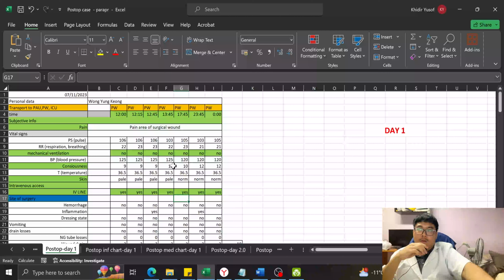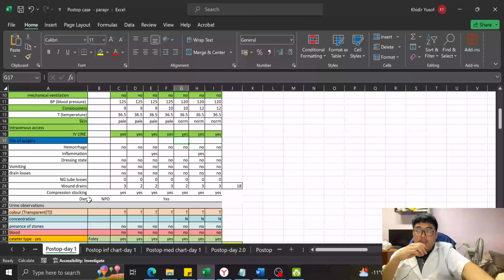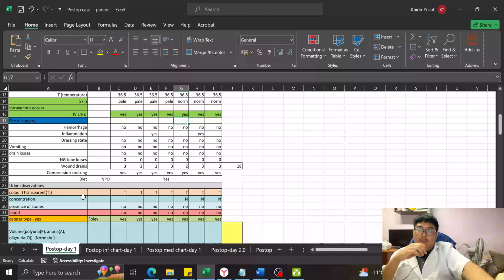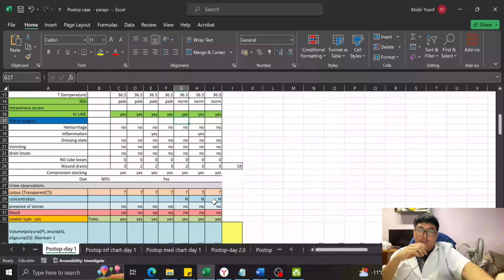Okay, so the patient is in need of intravenous access. Then he needs compression stockings because the patient is bedridden, and this is for prevention of thromboembolic complications. And the patient has hemovac wound drains. For the urine observation, the color is transparent, there's no presence of stone, no presence of blood, and we put in a Foley catheter to calculate the urine output and for the control of diuresis.